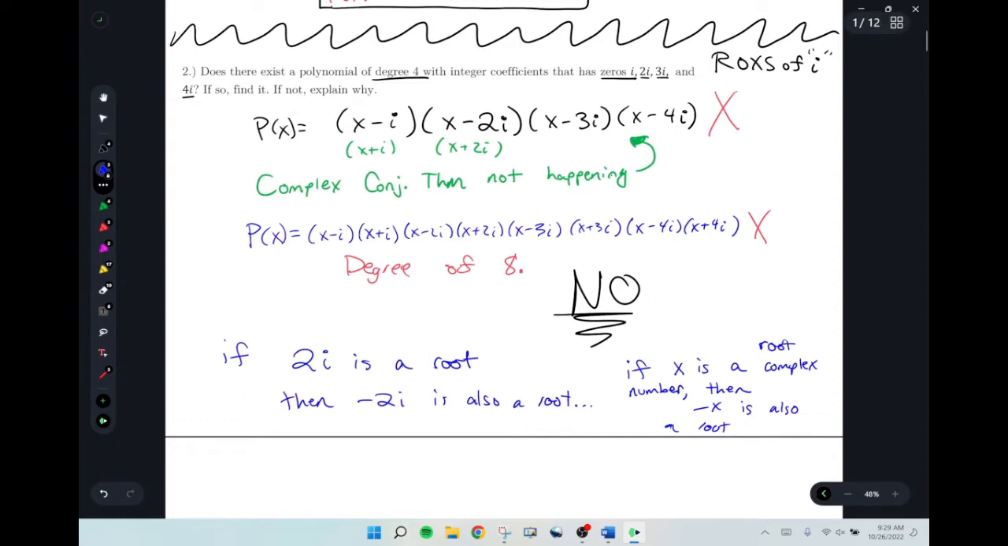Do you think this is also the reason why, because you have to apply the complex conjugate theorem? Boom, that would lead to a degree of 8. That's a perfect reason. That's even too much. I could just look at this and say, no, the complex conjugate theorem says that can't exist. Or no, the complex conjugate theorem says it also has to have negative i. Right?